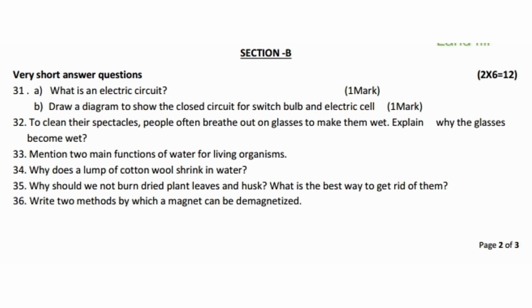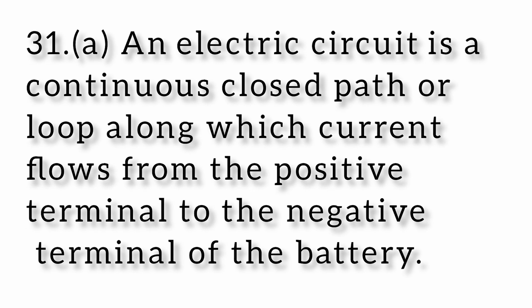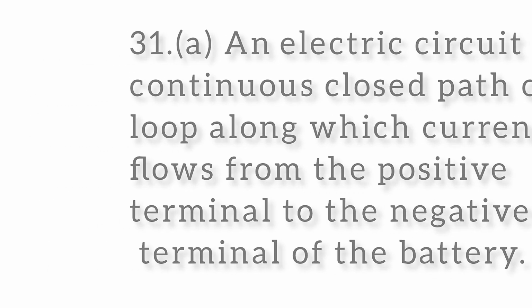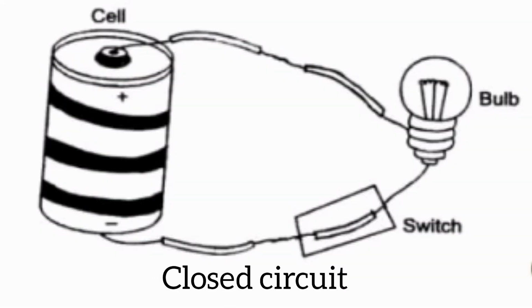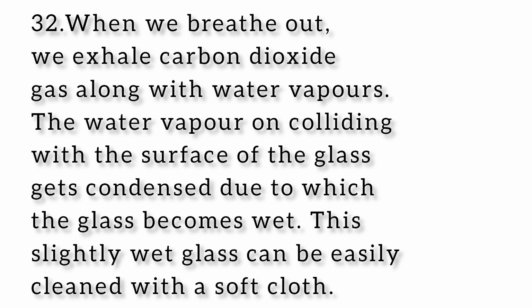Next, section B, 2 mark questions. First question, what is an electric circuit? An electric circuit is a continuous closed path or loop along which current flows from the positive terminal to the negative terminal of the battery, and this is the diagram of a closed circuit. This is the answer of 32 number.